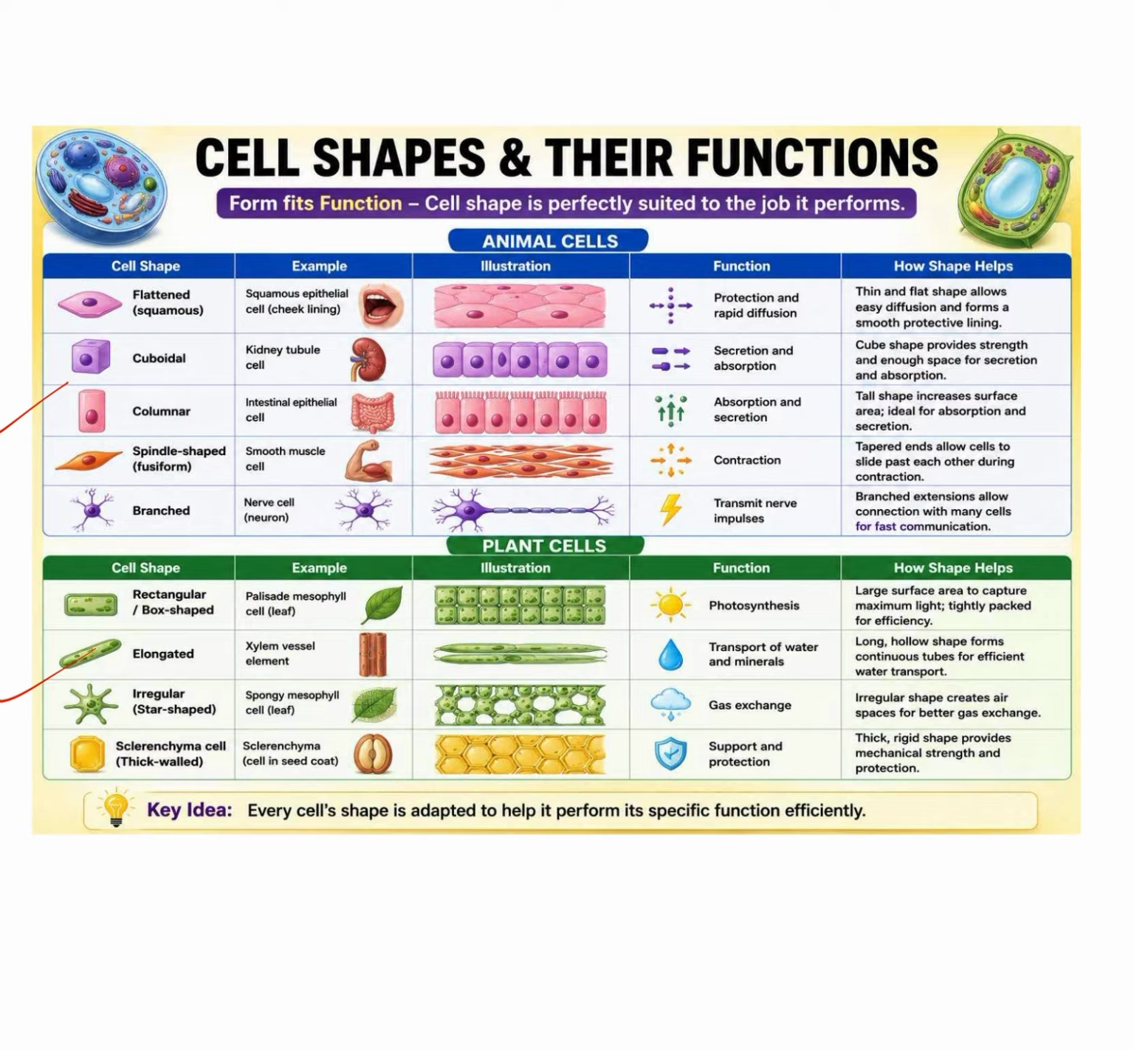We also have some examples, their diagrams, their function and how the shape helps them. This is a very, very important part. The cell has different shape based on their function. Please remember this. Obviously they got the shape for the best functioning. The work they are doing, the shape helps them. That's why they got the shape. That is the main idea here.